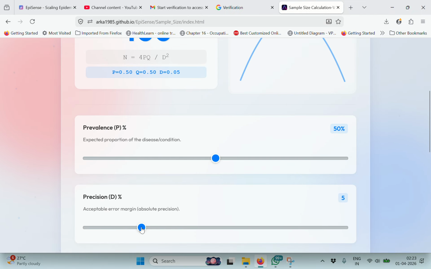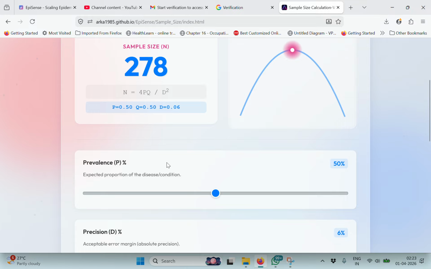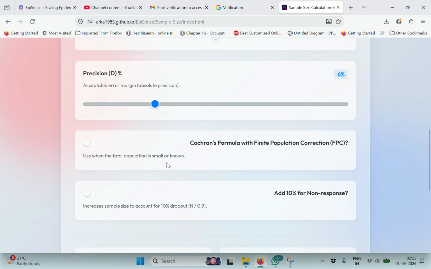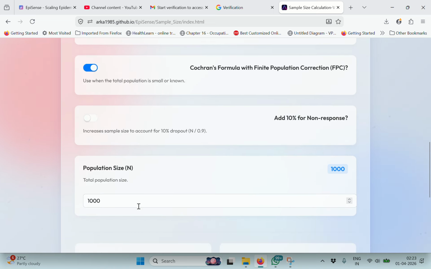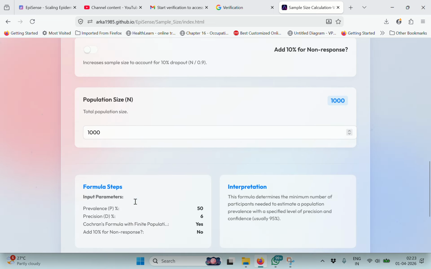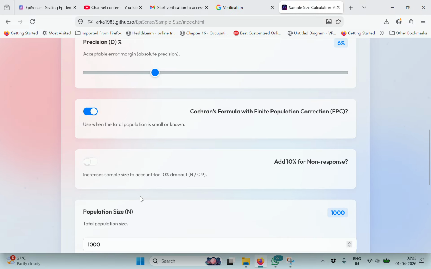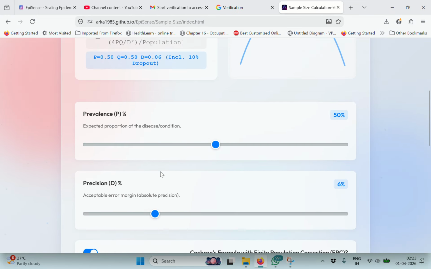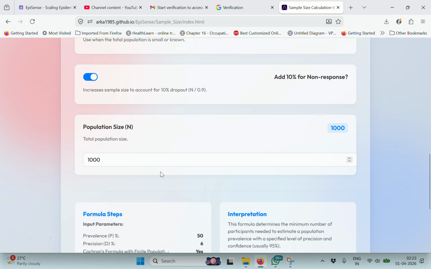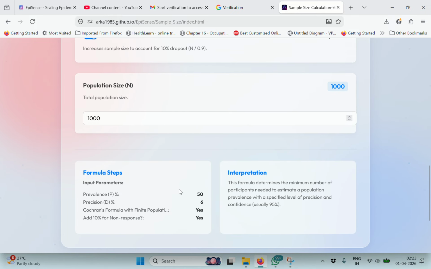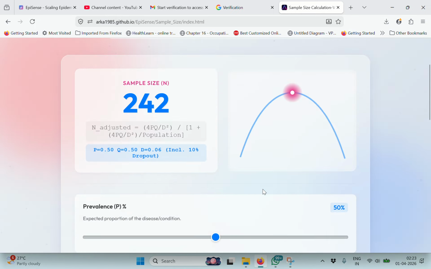You can change the precision level and see how the sample size changes. You can also go for the finite population correction, where you give the finite population size, and based on that your sample size will also change. We can also add a non-response rate, usually 10%, and based on that the final sample size is calculated. So these are the formula, the different parameters, and their interpretation.